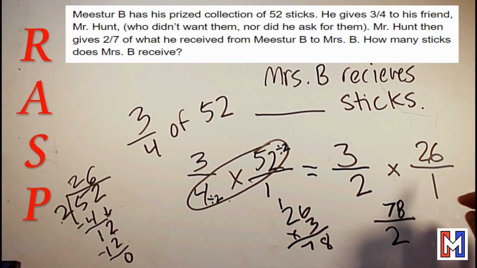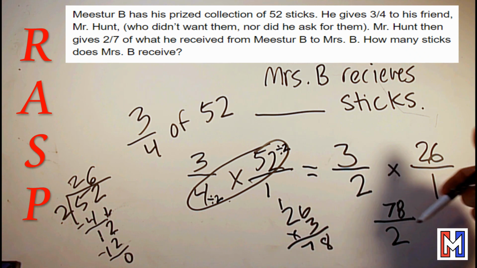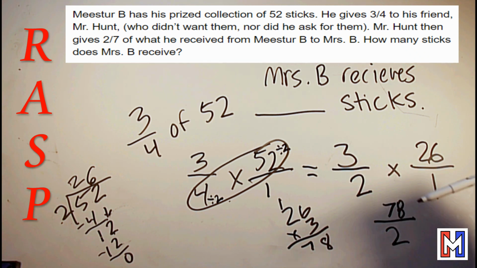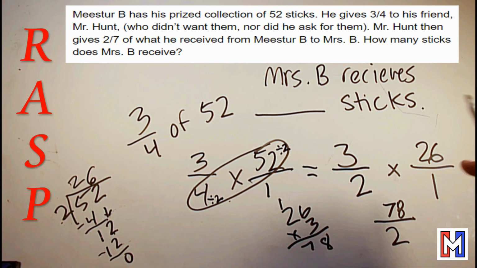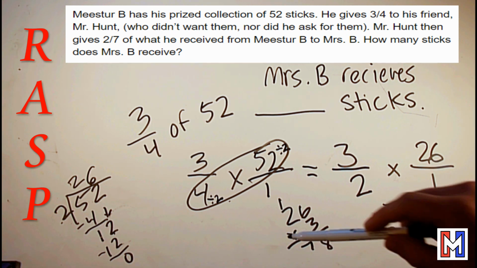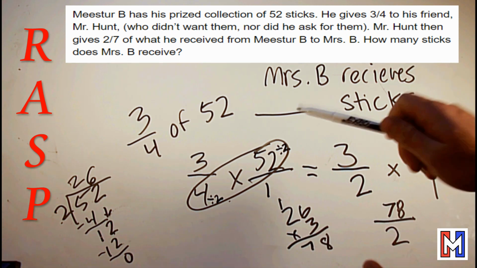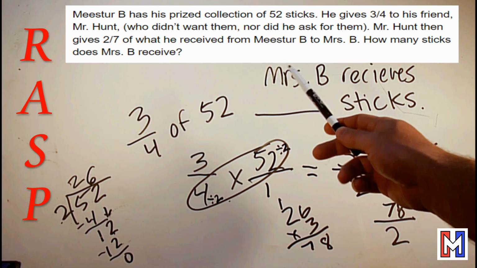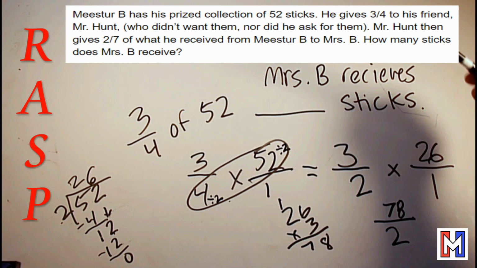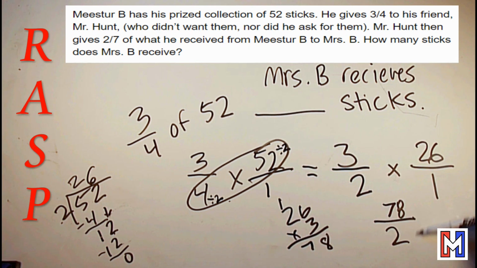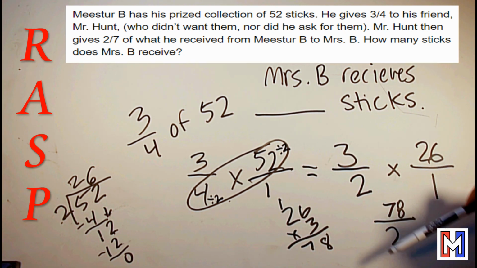Now, normally, since this isn't our answer, if it were our answer, we would simplify it. But it's not our answer, so I'm just going to keep it as is. And then we're going to move to the next part, because this just tells me how many sticks Mr. Hunt got from Mr. B. But there's more. If we read through the problem, it says that Mr. Hunt then gives 2/7 of what he received. All right, and this is what he, or me, received.